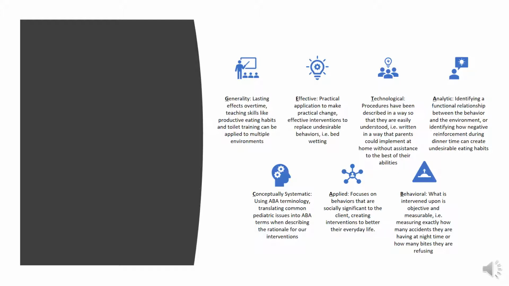Are our skills effective? The pediatric world is very effective. We're using practical applications to make practical change. So we're trying to create effective interventions to replace undesirable behaviors, i.e. bedwetting. So when we're looking at our interventions for bedwetting and the pediatric roles of bedwetting, how can we combine the two of those to help our kid have a nice sound sleep at night instead of waking up in a puddle?